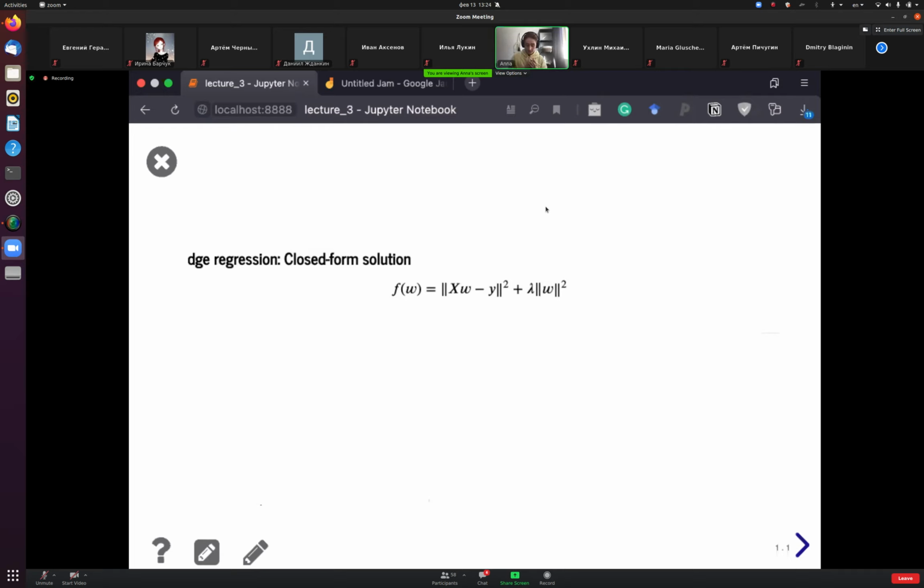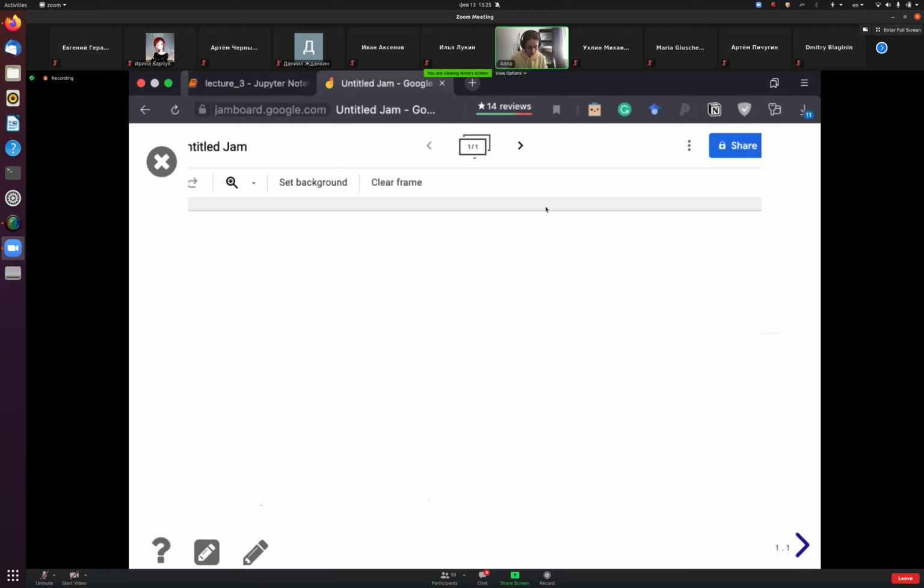So ridge regression: we have our quadratic loss and the penalty. Let's, to begin with, find a closed form solution for such a model. What do we need to do for that? Well, we need to find the gradient of our f. You see what I'm writing, right? Yes. Okay. The gradient, sorry.